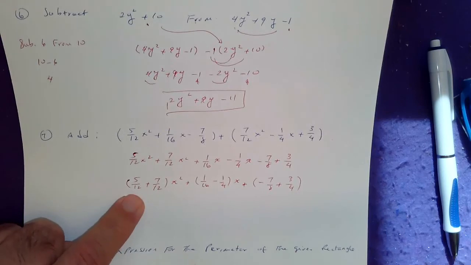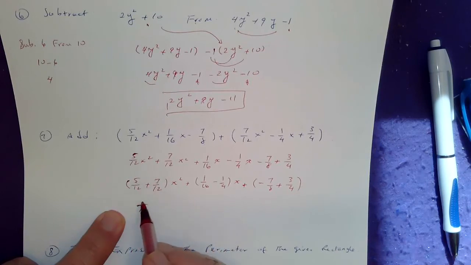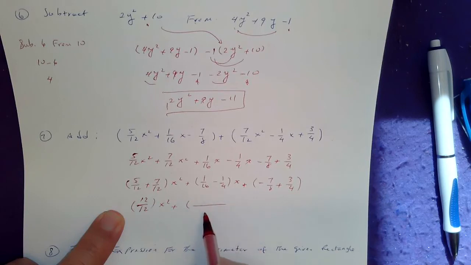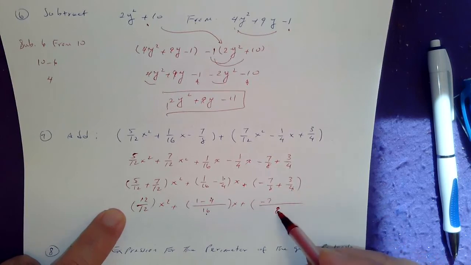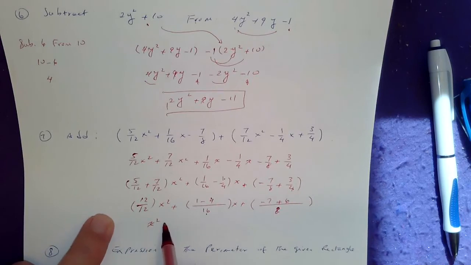So the first one is easy. Why? Because the common denominator is 12. 5 plus 7 is 12, so we're good to go. But this one requires an LCD, which is 16. 4 goes into 16 four times, 1 times 4 is 4. The LCD between 8 and 4 is 8, so the first one stays as is. But then 4 goes into 8 twice, 2 times 3 is 6. So the final answer is x squared minus 3 over 16 x minus 1 over 8.